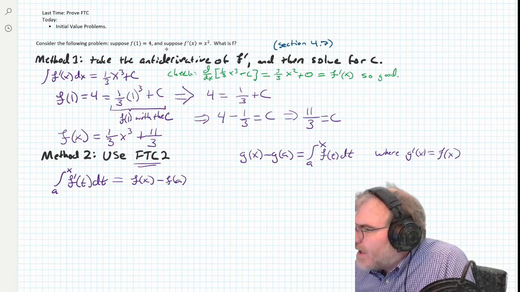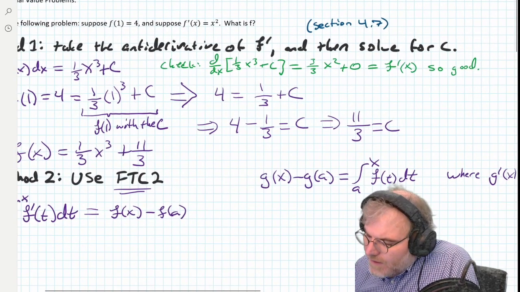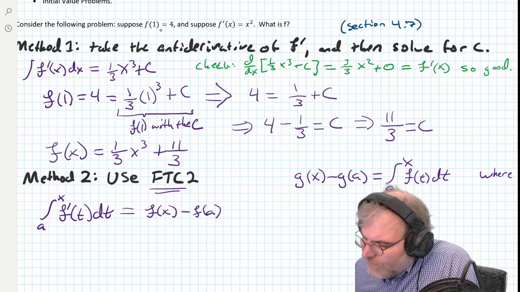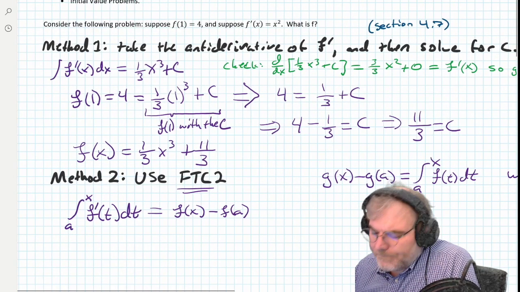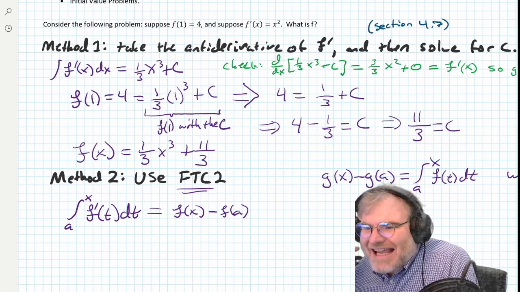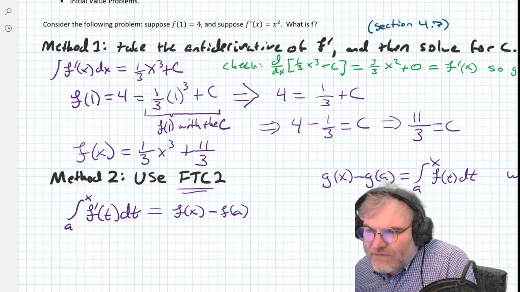Now, let's look at my data. What piece of data do I have here? The piece of data I have here is f of 1 equals 4. So my a is 1 and my f of a is 4.